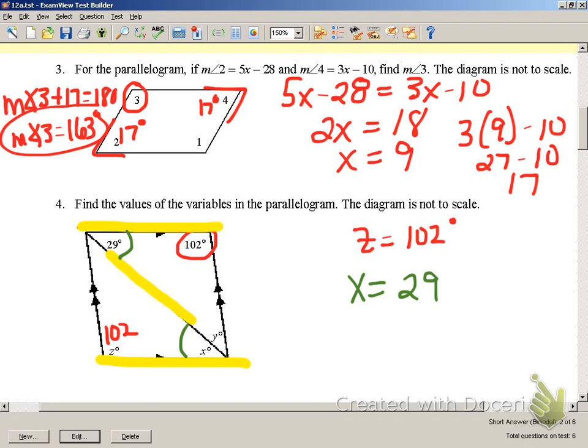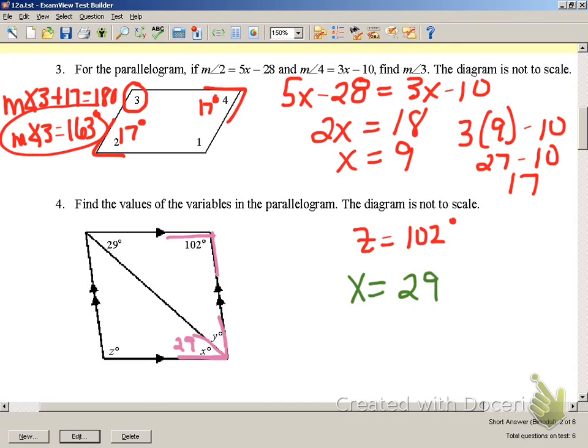One is the simple fact that we have a triangle right here, and the sum of the three angles of a triangle has to equal 180 degrees. Or, also, if we're looking at it in terms of a parallelogram, if this angle is 102, and we know this angle here is 29, these three angles, x plus y plus 102, should also equal 180 because they're supplementary, because they're consecutive angles. Either way works.